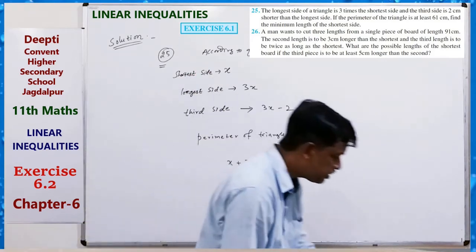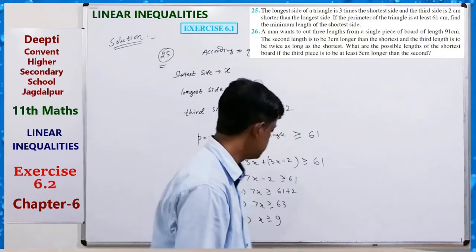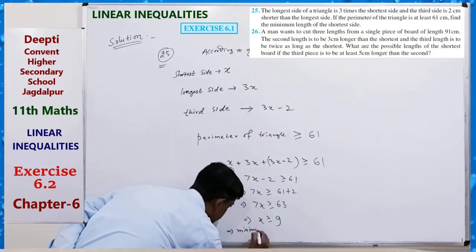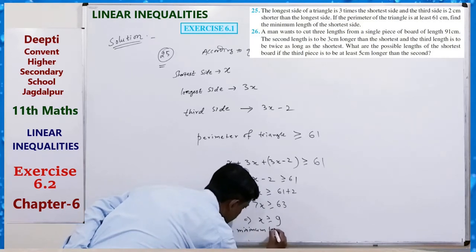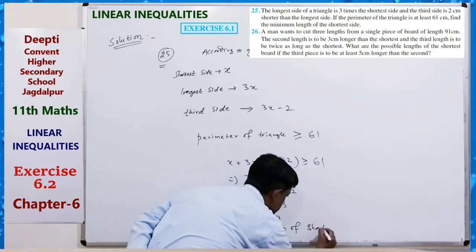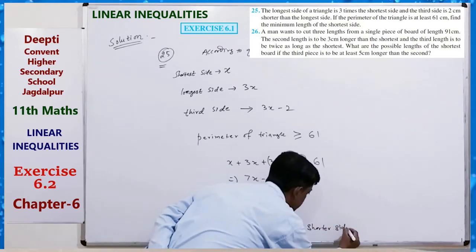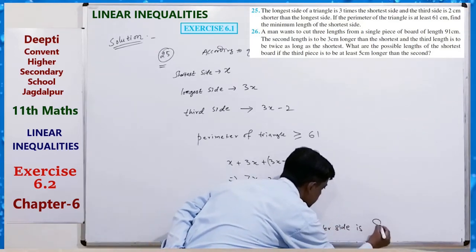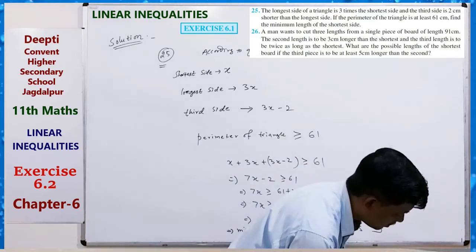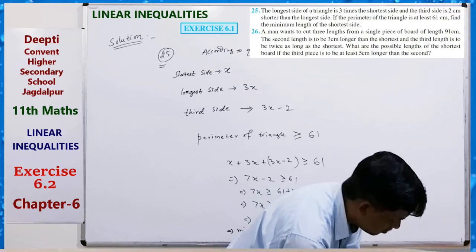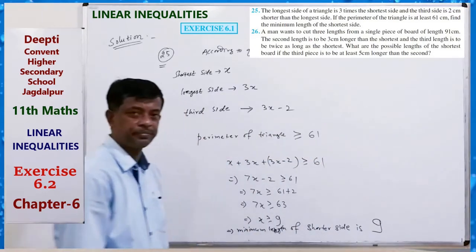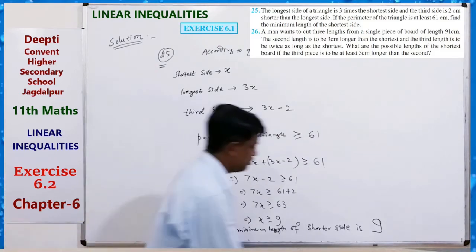So the minimum length of the shorter side is 9 centimeter.